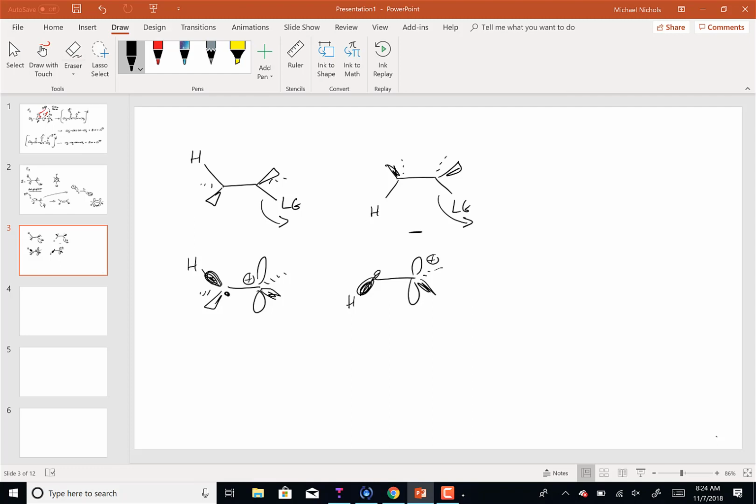So that's the geometric requirement of E2 that's not there in E1. As long as you have a beta hydrogen in an E1 mechanism, you're going to lose it. If you're doing E2 with the base, then that hydrogen has to be anti-periplanar. So is it possible that you may have a beta hydrogen that's not anti-periplanar? Yes. And you won't lose that hydrogen because you can't form that transition state.